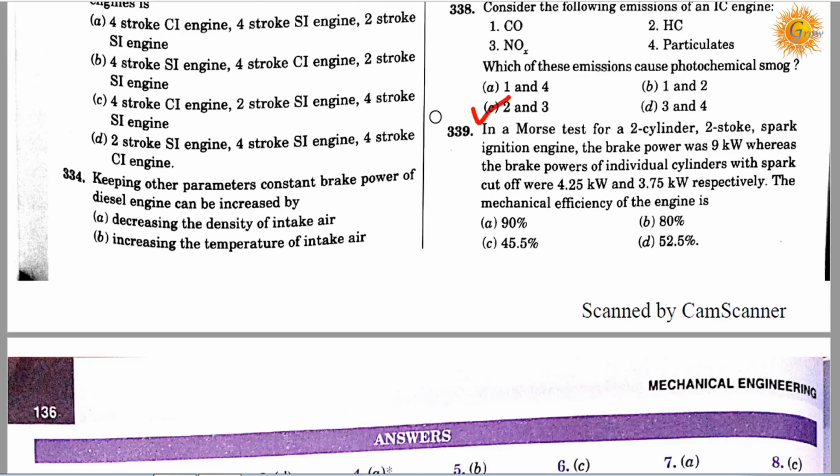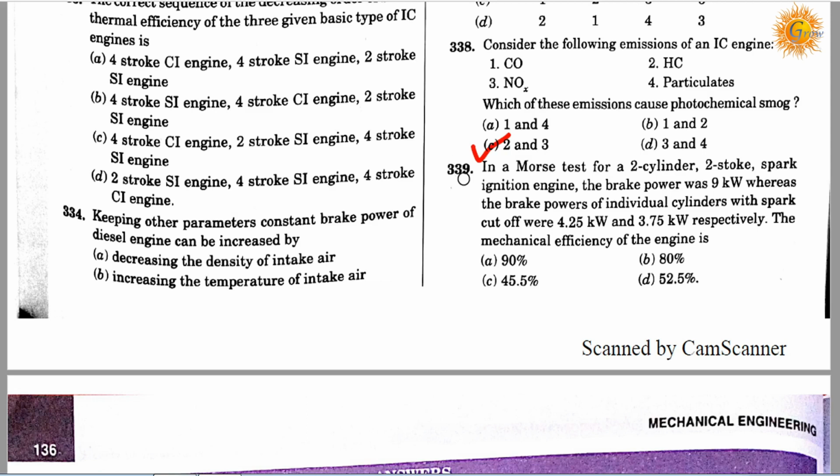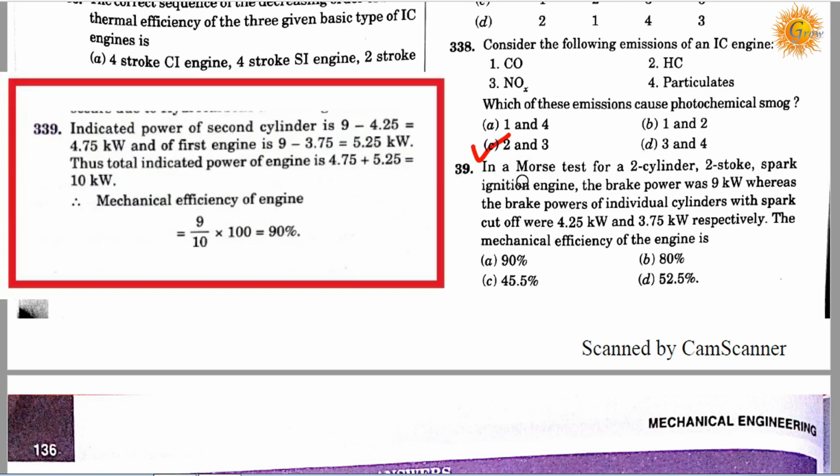Question number 339. In a Morse test for a 2-cylinder 2-stroke spark ignition engine, the brake power was 9 kilowatt, whereas the brake power of individual cylinders with spark cut off were 4.25 kilowatt and 3.75 kilowatt respectively. The mechanical efficiency of the engine is: correct answer is A. You can check the solution here.